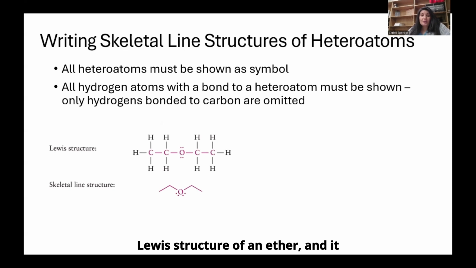So this is the Lewis structure of an ether, and it is carbons bonded to oxygen. As you can see from the skeletal line structure, we still have our carbons as zigzag lines, but we have to write out our oxygen, and then we continue with our carbons. There are no hydrogens bonded to this oxygen, so we don't have any hydrogens bonded to the oxygen.